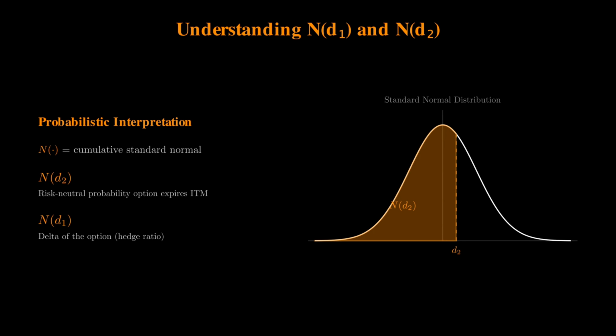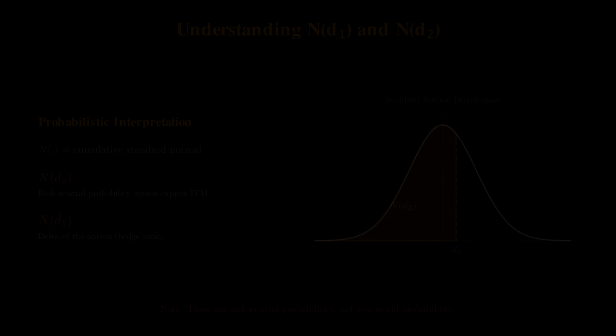N of D1 is the option's delta, the hedge ratio. It tells us how many shares we need to hold to replicate the option's payoff. Important distinction: these are risk-neutral probabilities used for pricing, not real-world probabilities of profit.